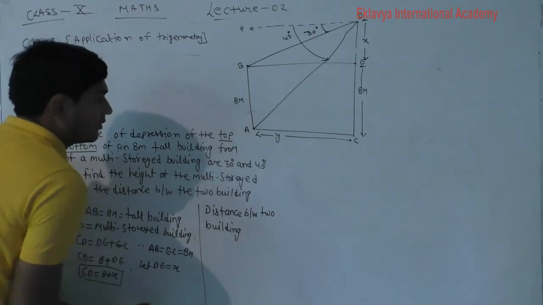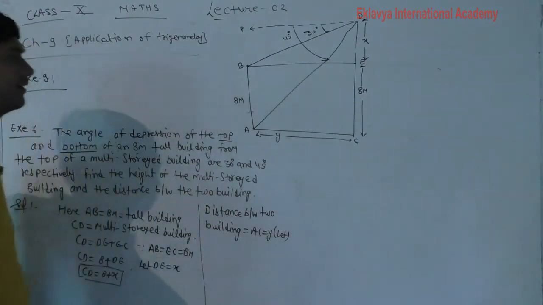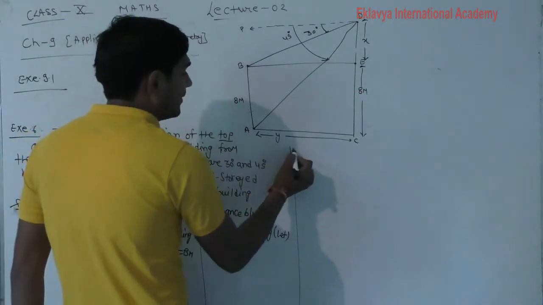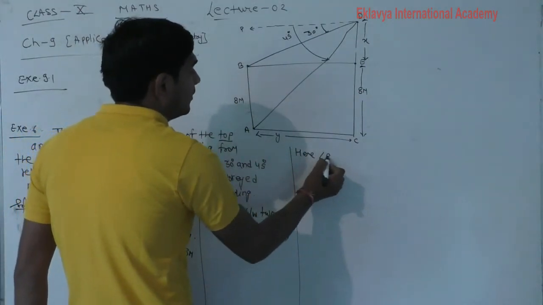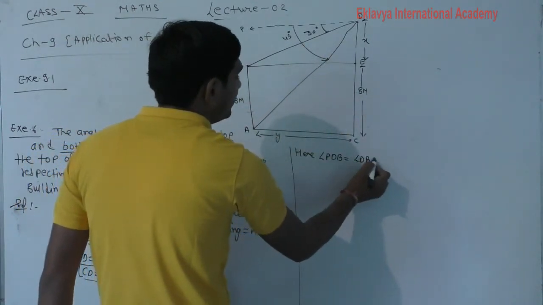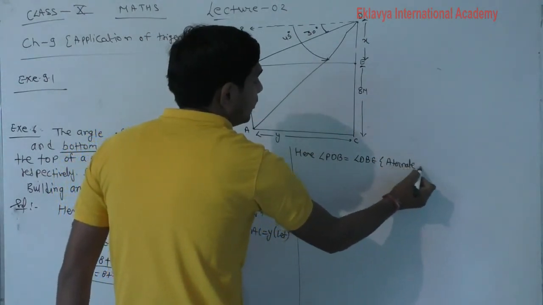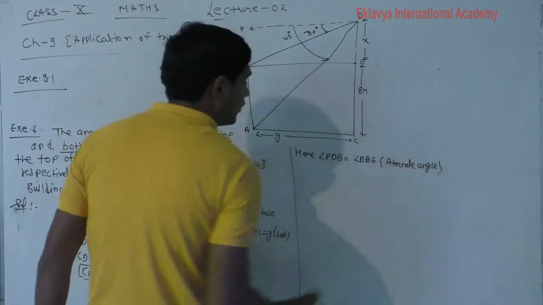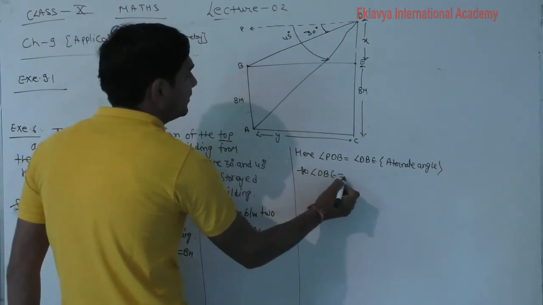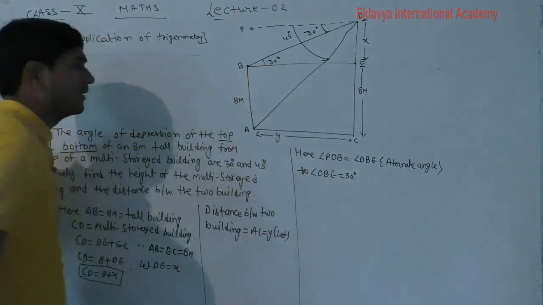So what is the distance between two buildings? Which is equal to AC, that is the Y. Now here angle PDB is equal to angle DBE. The reason is that they are alternate angles. So angle DBE is also 30 degrees.